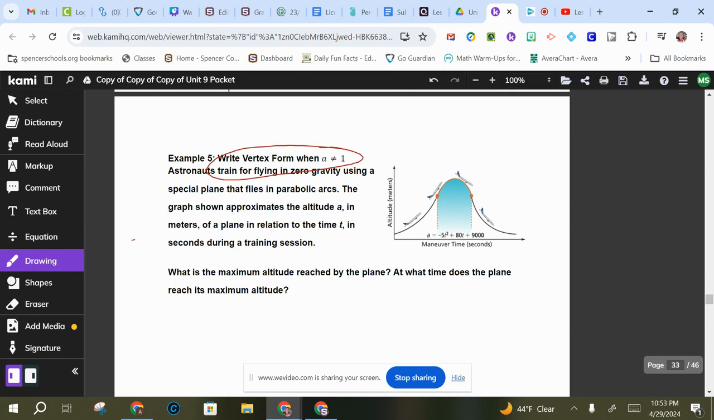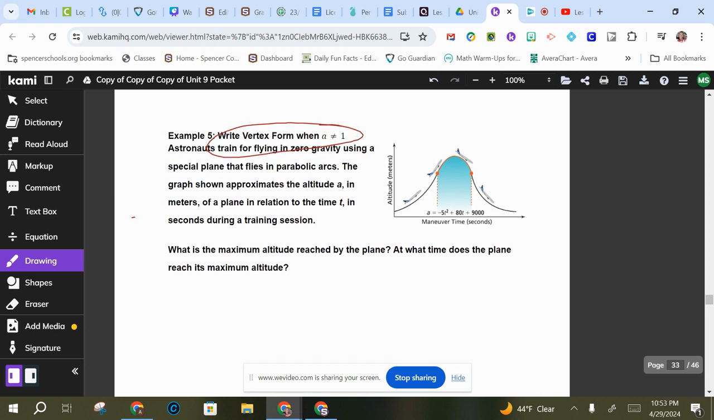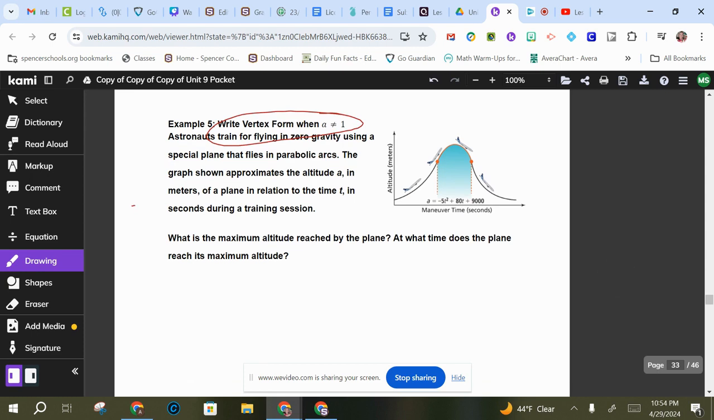So here's your storyline. Astronauts train for flying in zero gravity using a special plane that flies in parabolic arcs. The graph shown approximates the altitude A in meters of the plane in relation to time t in seconds during the training session. The question is, what is the maximum altitude reached by the plane, and at what time does the plane reach this maximum altitude? So it sounds like the vertex.